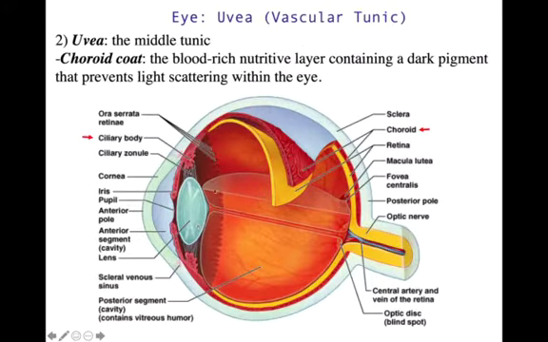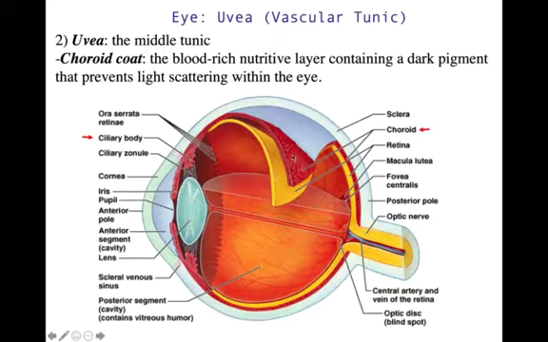All right, the middle layer, it's highlighted here in red. This red layer is part of the vascular tunic, or what we call the uvea. But what you have to know for your lab exam is that we call this the choroid coat. A couple of functions. Number one, the reason why we call it vascular is because it has blood vessels. So function one is that it provides blood to the eye wall.